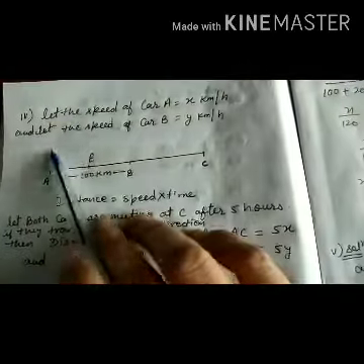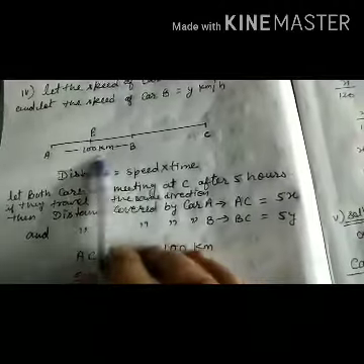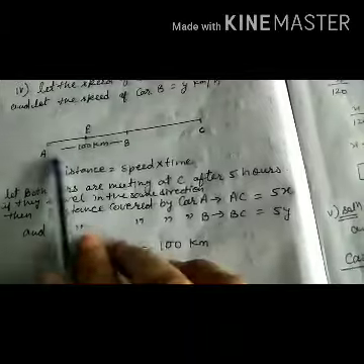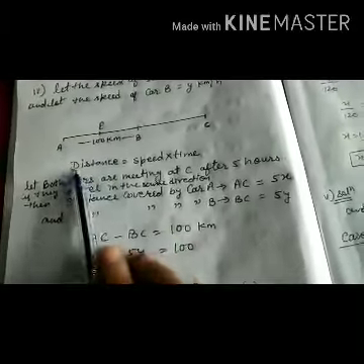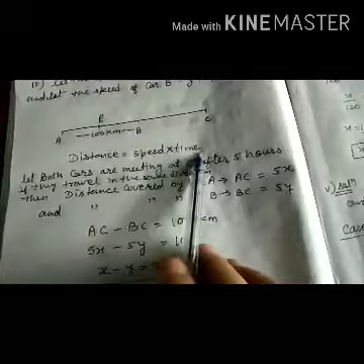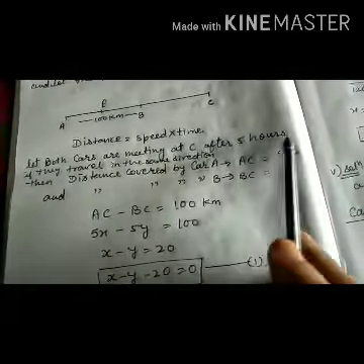Let the speed of car A be x km per hour and the speed of car B be y km per hour. As we know, the distance between car A and car B is 100 km. So this is point A, and here are the first car A and car B. First of all, we know that distance is equal to speed into time. Now let both cars meet at C after 5 hours.